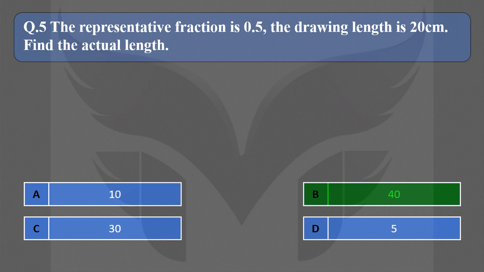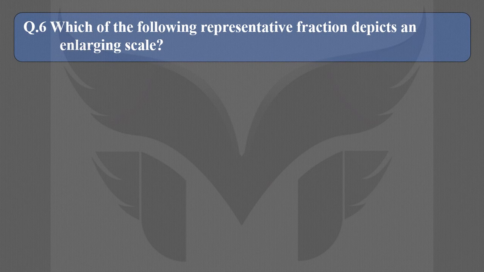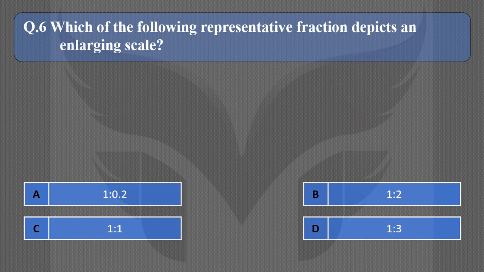Now let's have the next question. Which of the following representative fractions depicts an enlarging scale? And options are 1:2.2, 1:2, 1:1 and 1:3. In the previous question related to scale, we have seen that 1:2, 1:3, etc. depict a reducing scale. So options B and D are incorrect. And obviously option C, 1:1, is also incorrect. So the correct option is A, that is 1:2.2, which we can also write as 10:2.